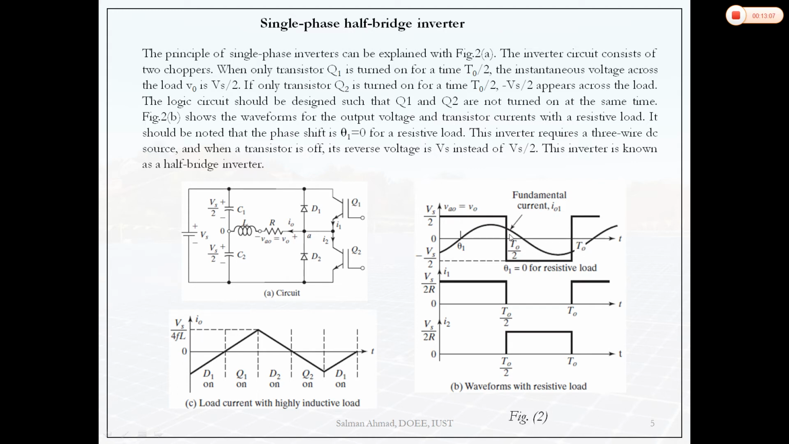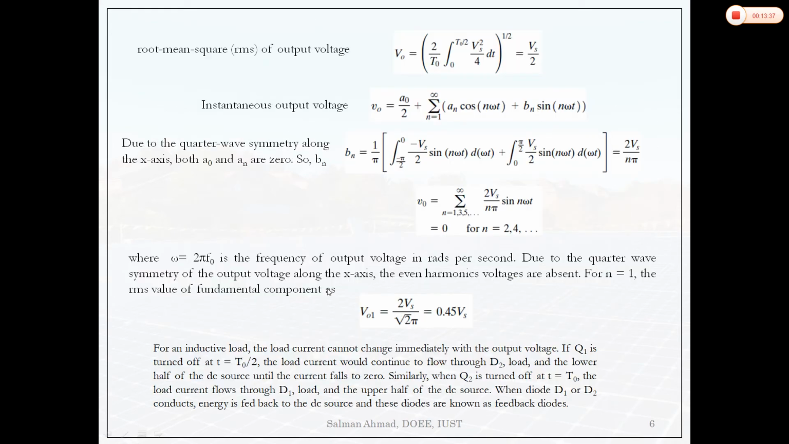You can see that it is purely sinusoidal, but it is lagging because of the RL load. If you want to plot the I1 current for a resistive load, the I1 current will be similar to that. You can see that it is a constant current flowing through the transistor. Then in the next half cycle the current flows through Q2. If you have a highly inductive load, the current will follow the path like this.